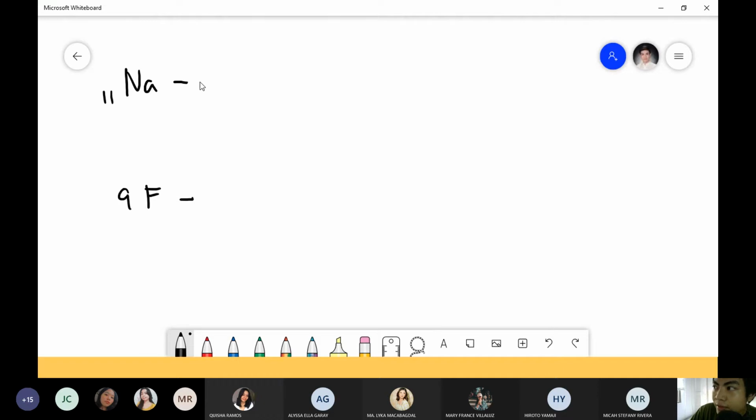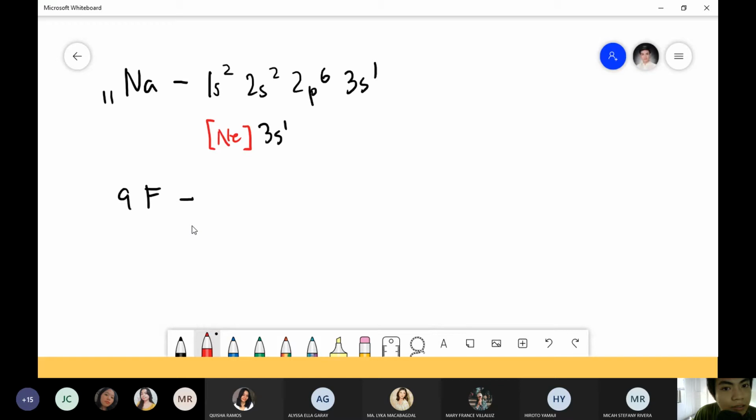So, for sodium 11, that's 1s2, 2s2, 2p6, and 3s1. Okay, so you have 2 plus 2, 4 plus 6, 10 plus 1, 11. Okay, so that's the electron configuration of sodium. If I am going to convert this into the noble gas configuration, this should be written as neon 3s1. Okay, so I hope you know how that happened, diba?